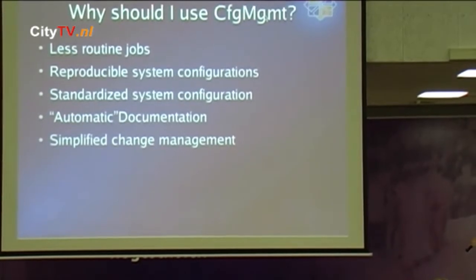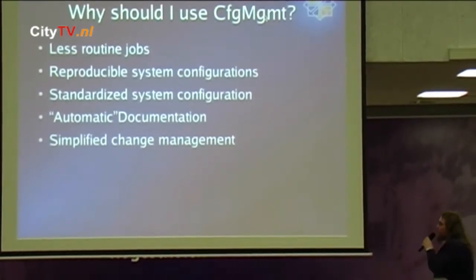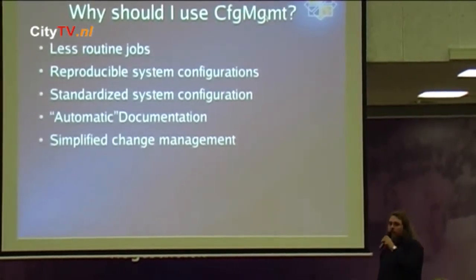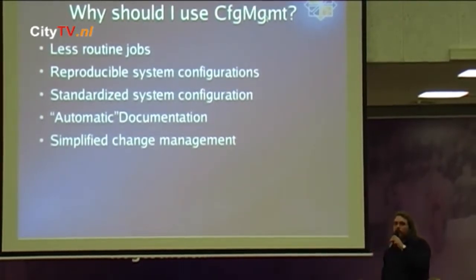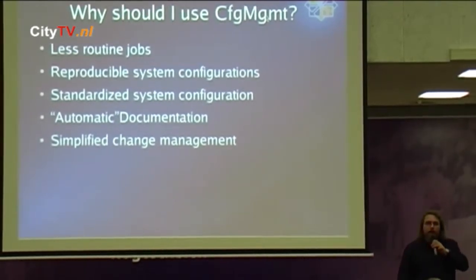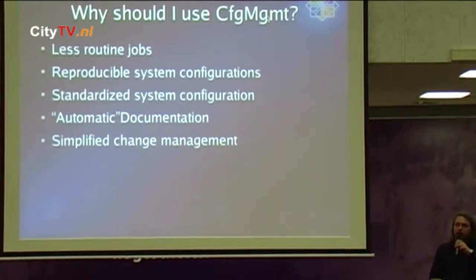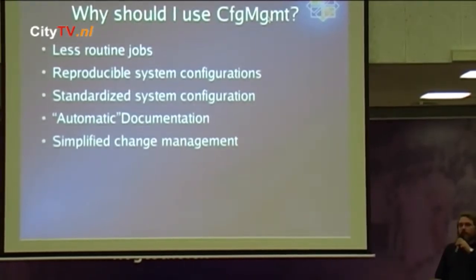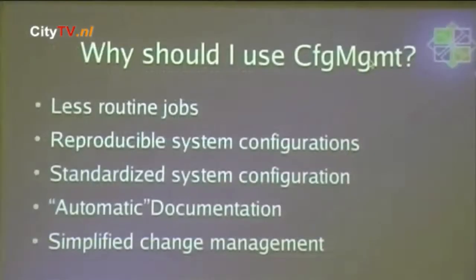You have somewhat automatic documentation, because by writing recipes for your configuration, you document what you would do manually. So actually, for Puppet, I feel that the configuration recipe you write is the documentation for what you are configuring. And lastly, you get a simplified change management.